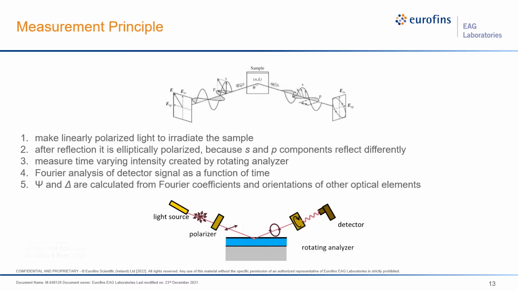To recap, in the measurements, we have the following sequence. First, linearly polarized light is made to irradiate the sample. After reflection, the light is elliptically polarized because S and P components reflect differently. Then the time-varying intensity created by a rotating analyzer is measured and Fourier analyzed. And in the final step, psi and delta are calculated from the Fourier coefficients and orientations of other optical elements in the system.